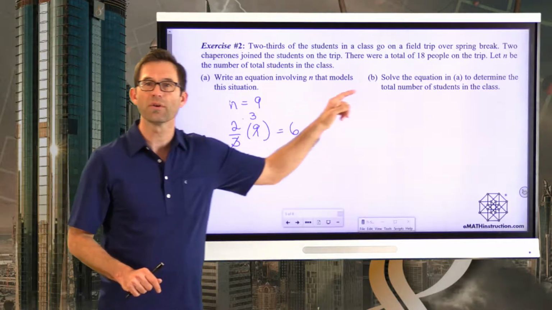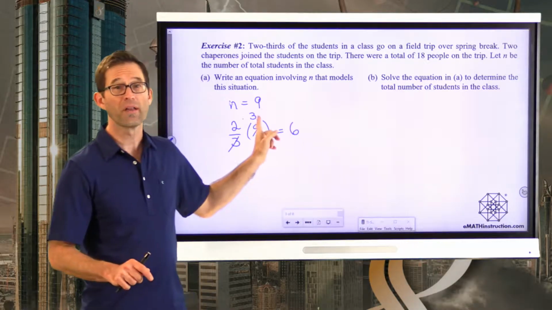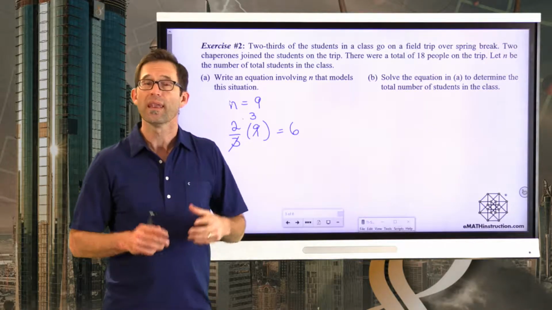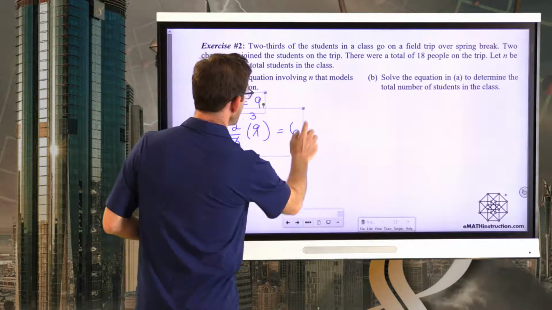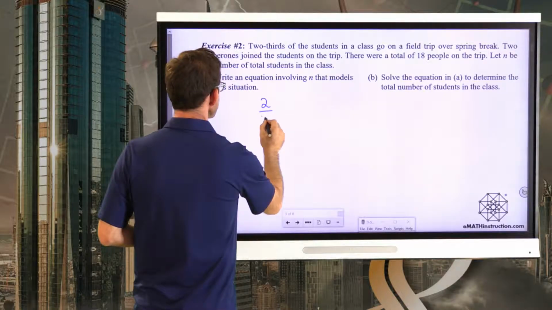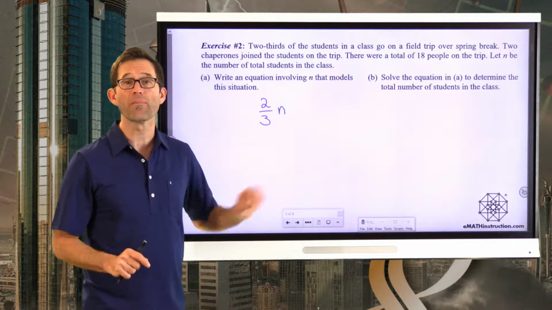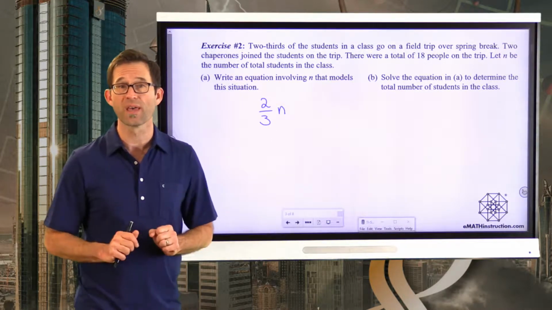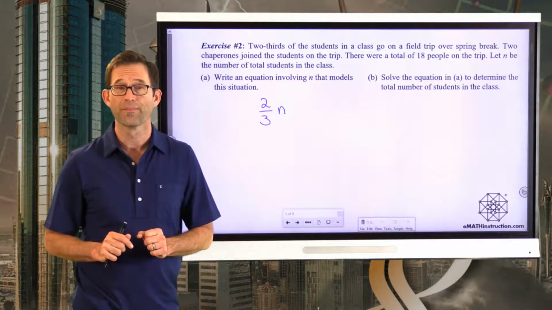6 plus those, how many chaperones? 2 chaperones would give us 8 total people. Clearly, there weren't 9 people in the class because 18 people went on the trip. Now, if n is the total number of people in the class, which it is, right, then what we want to think about is 2/3 of n, right? That's the number of kids that are actually going from the class on this trip. n is the total number of kids in the class. 2/3 times n gives us the total number of kids from the class that are going on the trip.